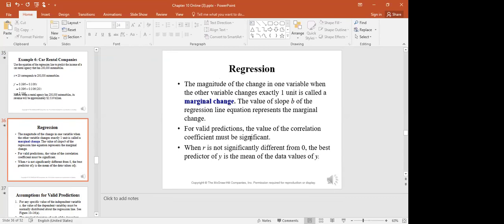The magnitude of the change in one variable when the other variable changes exactly 1 unit is called the marginal change. The value of the slope b of the regression line equation represents that marginal change. For a valid prediction, the value of the correlation coefficient must be significant. That's why we do the test of significance. When r is not significantly different from 0, the best predictor of y is the mean of the data values of y.